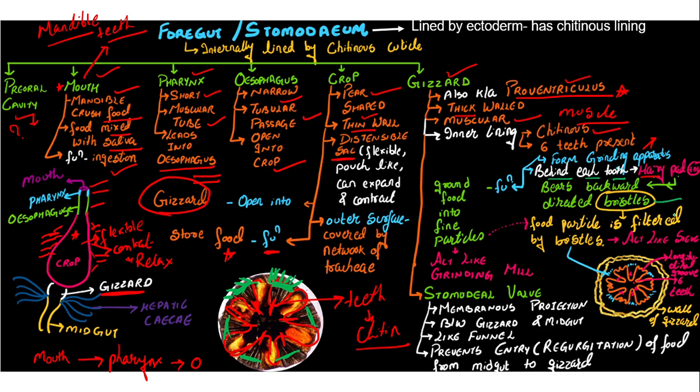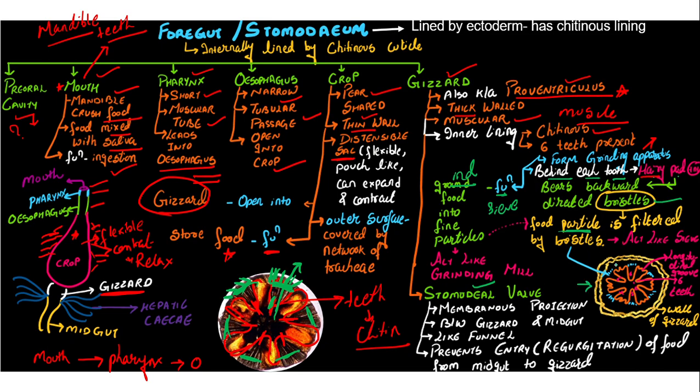What is the function of these bristles? They act like a sieve. The food particles which are broken down by the teeth are sieved by these bristles and move out. Now, the function of the gizzard is to grind food into fine particles. So, it acts like a grinding mill. These fine particles leave the gizzard through the bristles, which act like a sieve.